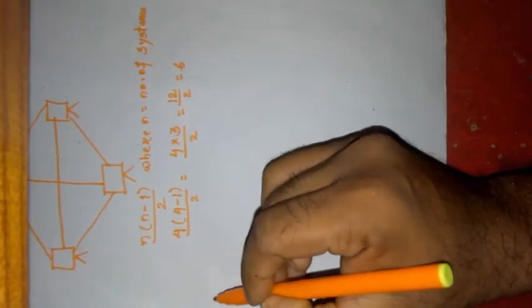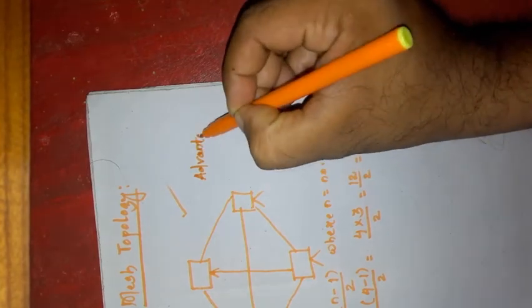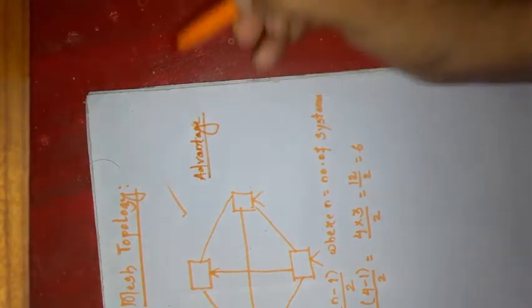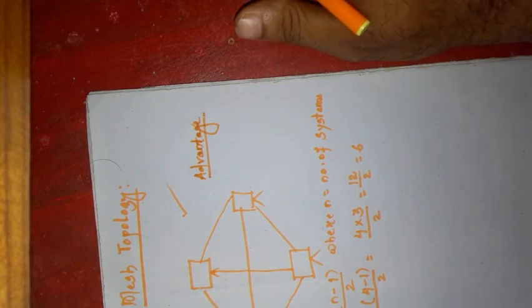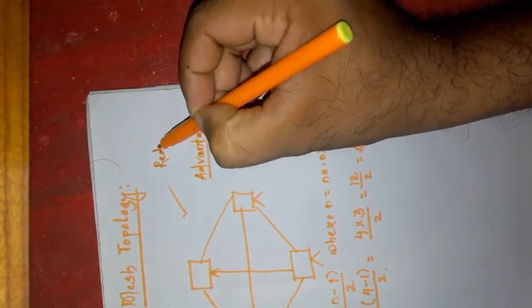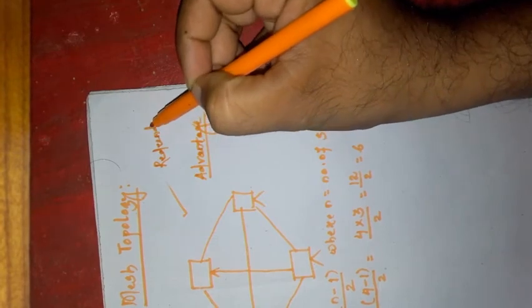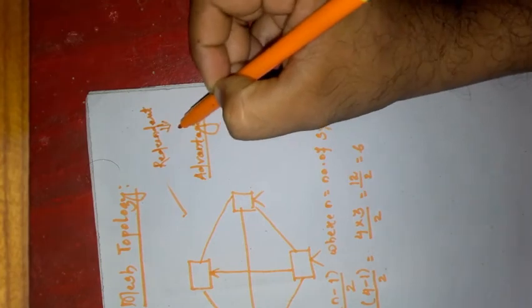What are the advantages of mesh topology? The main advantage is it provides redundant paths between devices. Redundant, as I told earlier, redundant means error.